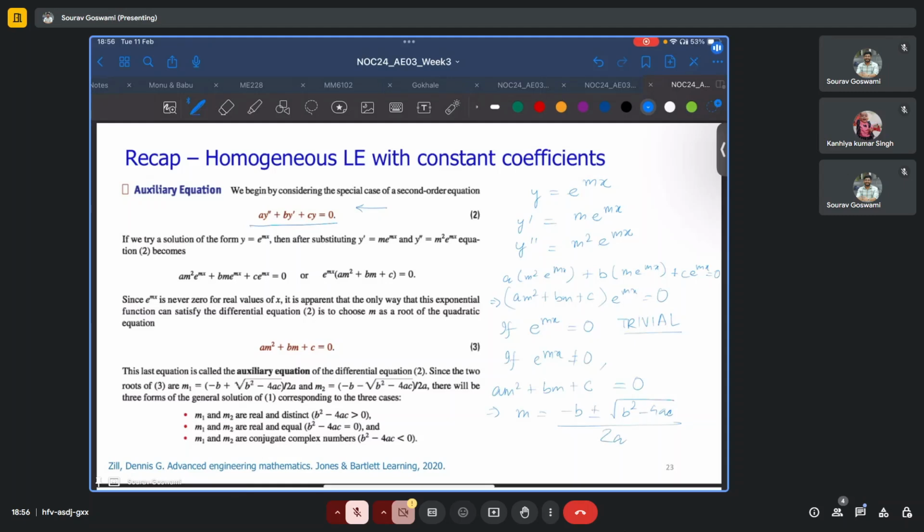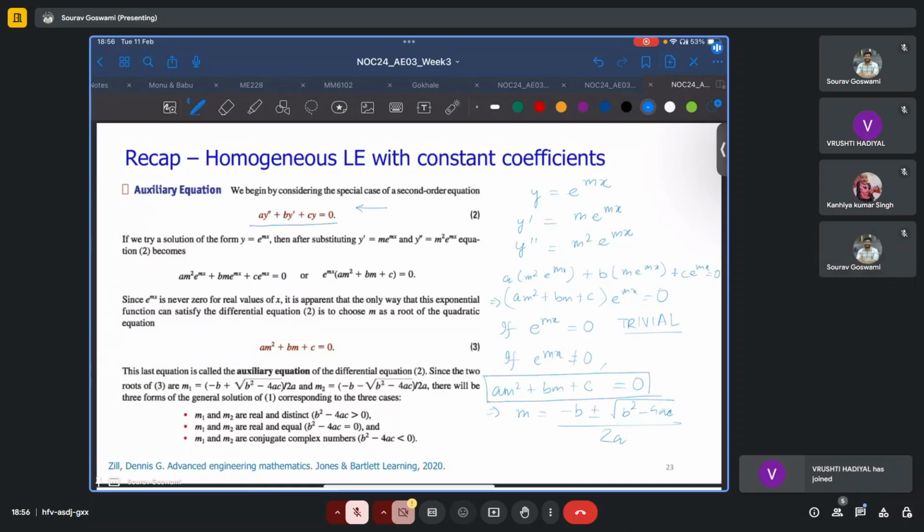Now, depending on the roots, we can have different sets of solutions. And this equation, am square plus bm plus c equals 0, is called the auxiliary equation of the given differential equation. This will give us two roots, m1 and m2, depending on the plus or minus sign, whichever we are taking. And there will be three forms of the general solution corresponding to the three cases.